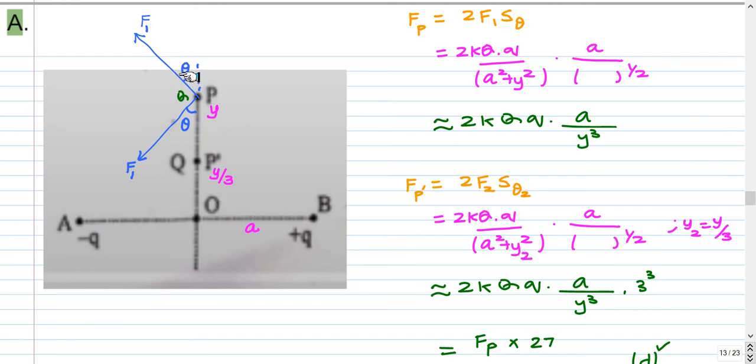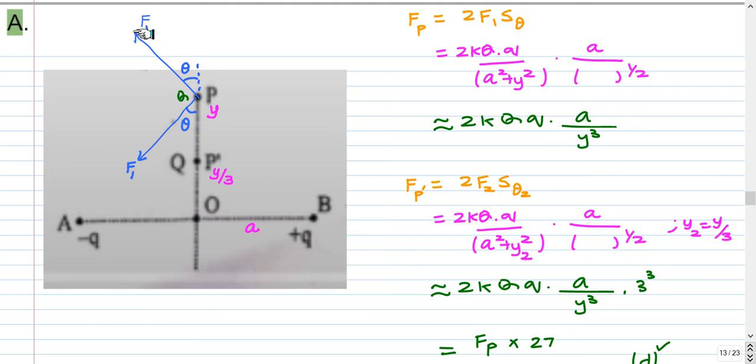So if this force makes an angle theta with the y-axis, this force will also make an angle theta with the y-axis. The net force acting at point P is the sum of these two forces. The vertical components will cancel, one up and one down. The horizontal components will be towards the left and will add. So the net force acting at point P is 2F1 sin theta.